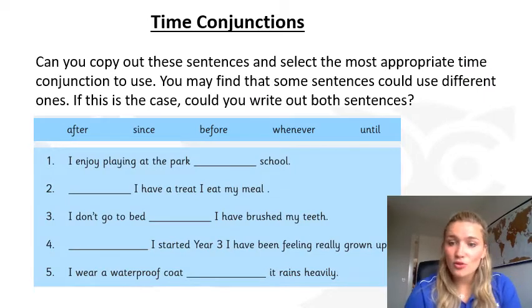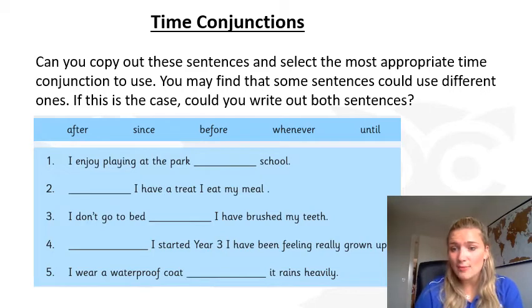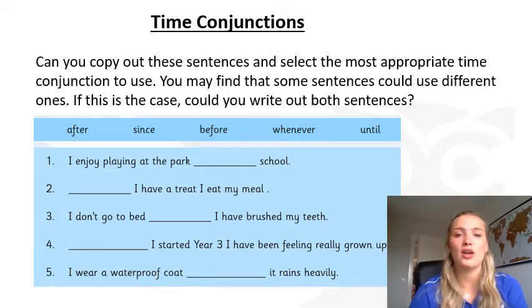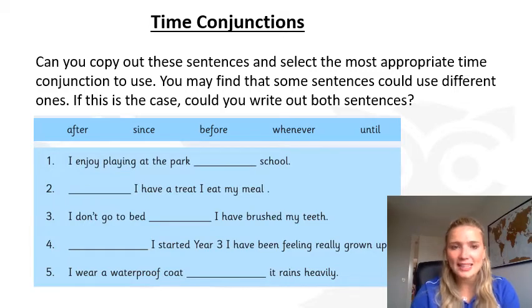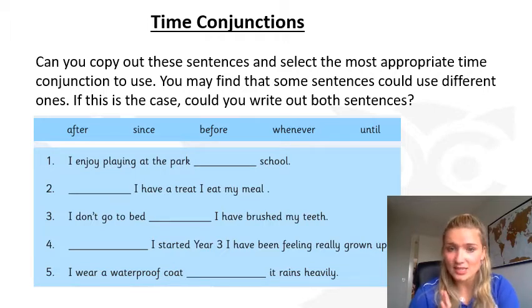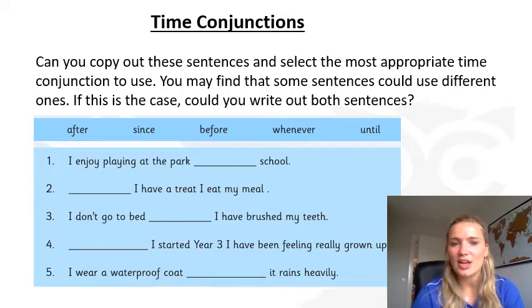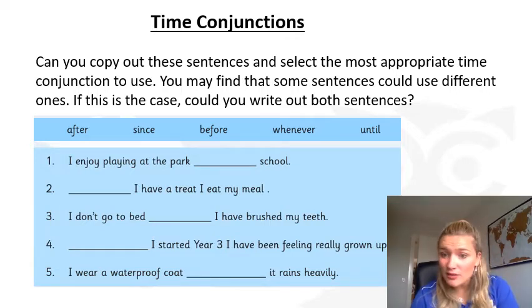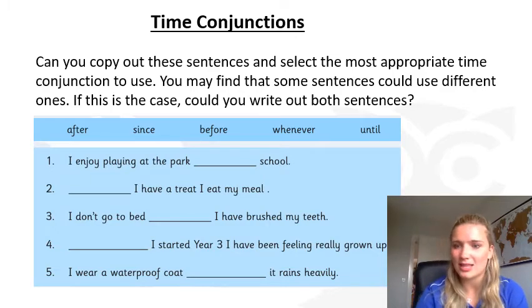So I'd like you to have a go at putting some of these time connectors, time conjunctions, into our sentences. So I'd like you to copy the sentences out into your book, and I'd like you to pick the most appropriate one. So I enjoy playing at the park, school. Now there might be one or two that you could use. If there is more than one option that works really well, please can you also write that as a sentence as well. So what I would suggest doing is reading the sentence and having a go at putting each of those time conjunctions into that sentence to make sure it really makes sense. You could even put some more detail in it if you would like to, to have a little bit more description.